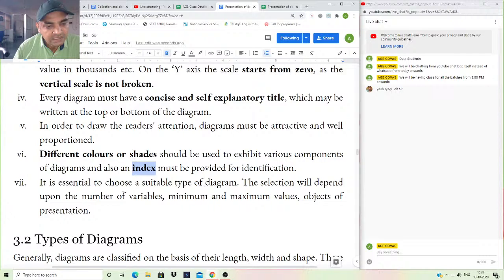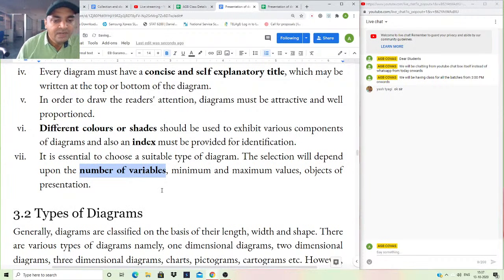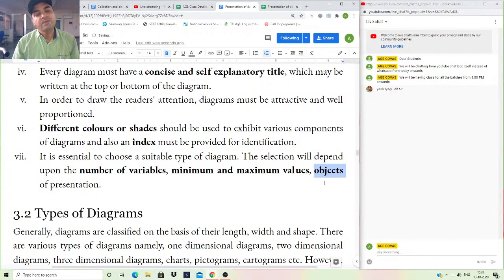Now, it is essential to choose a suitable type of diagram, and the selection depends upon the number of variables you are having in your data, the minimum and maximum values you are having, and the objective of your presentation. That is, the number of variables in your data will determine what type of diagram you will use. Then your minimum and maximum values, and then your objective of the presentation, decide which type of diagram you should use.